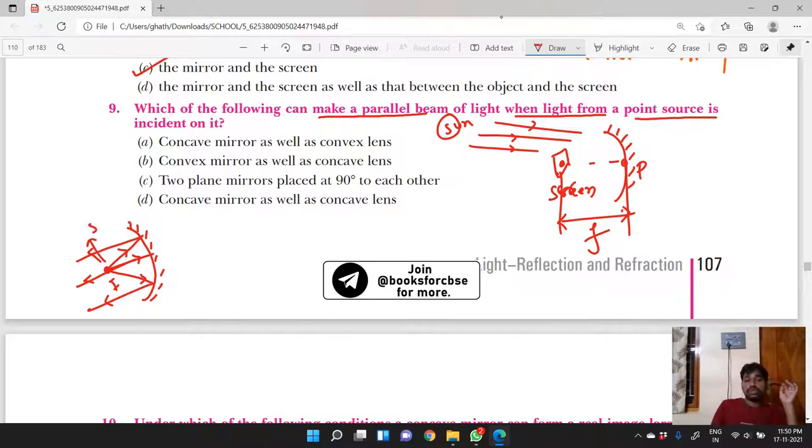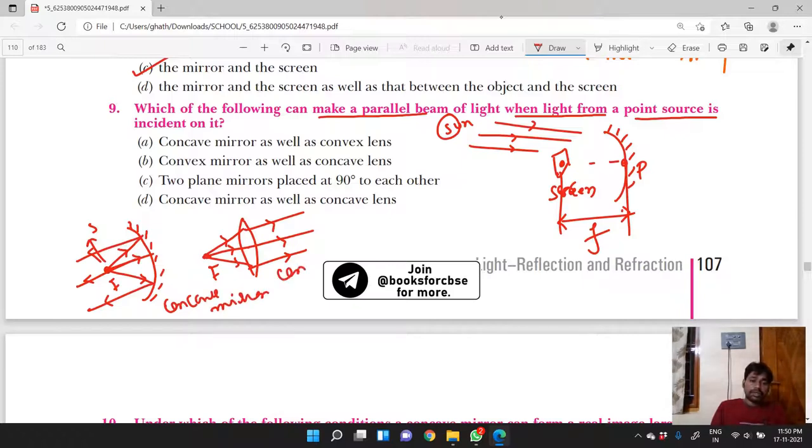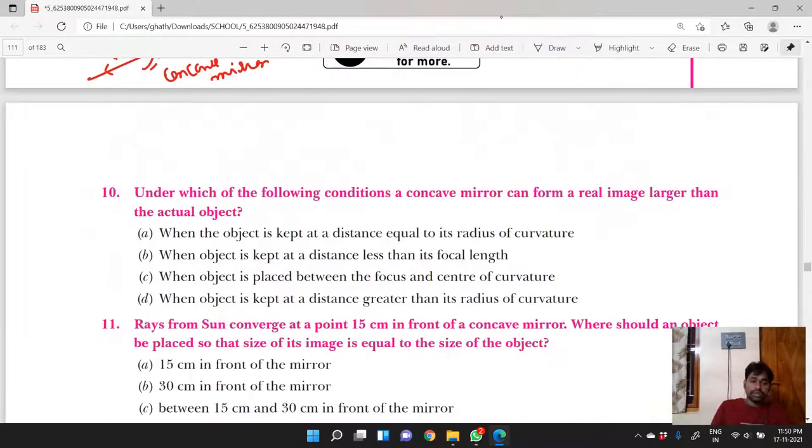This is the source. Similarly, if this is a convex lens, and at the focus of the lens an object is placed, then rays of light passing through the focus also become parallel. So concave mirror, convex lens will make the parallel beam of light. So the answer is a concave mirror as well as a convex lens.